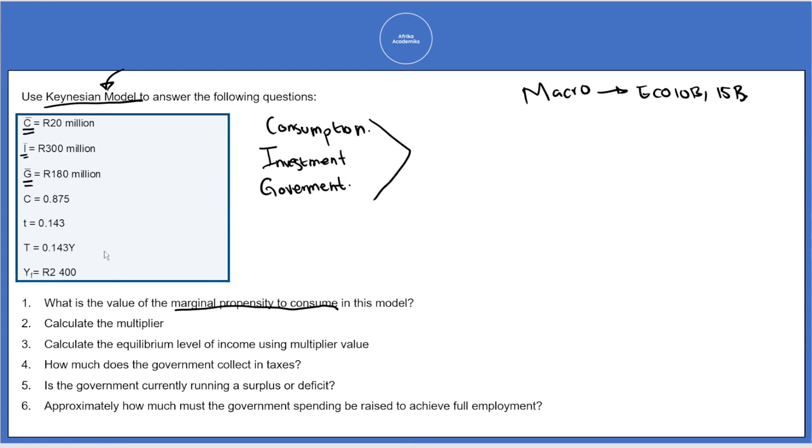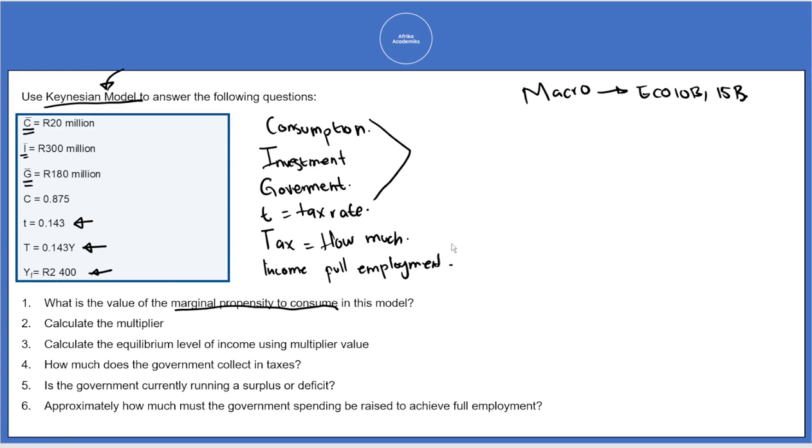And then next up here we have the tax rate. So that small t is your tax rate, and then we have capital letter T. So T is showing us how much was the tax, right? You can just say how much. And then there we have YF, that is the income at full employment. So like I said, you cannot really understand this in isolation. So some of these things you'll learn them along the way. So let's start with the first one.